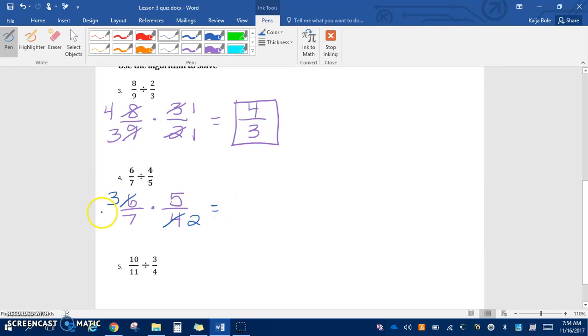And now if I multiply across, I get 15/14, which I cannot simplify. So that is my final answer.